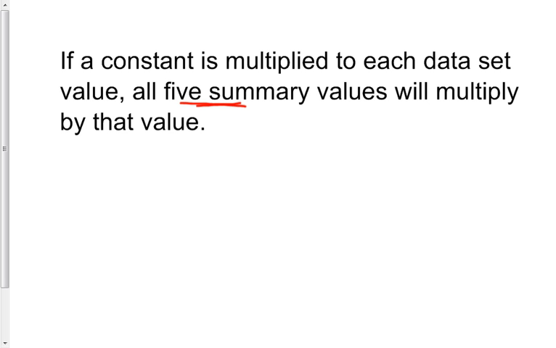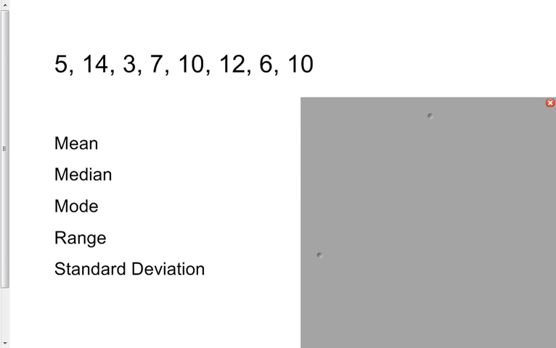All 5. So we're going to put information into our calculator. We're going to find our 5 summary values. They're going to ask us to change that information. And once we change that information, all we'll have to do is multiply by whatever they tell us the multiplying factor is. So here's a sample. We're going to go back to our calculators. We're going to re-enter these new numbers: 5, 14, 3, 7, 10, 12, 6, 10. So pull your calculators back up and let's enter that information.